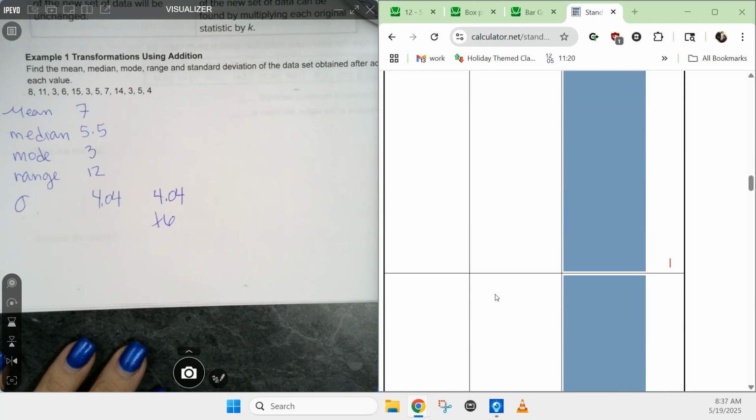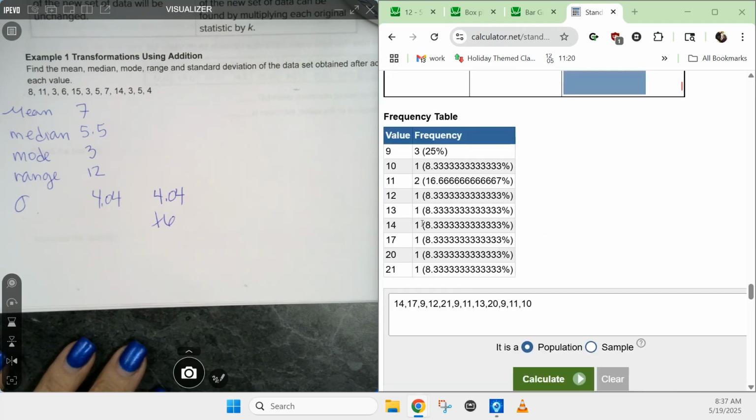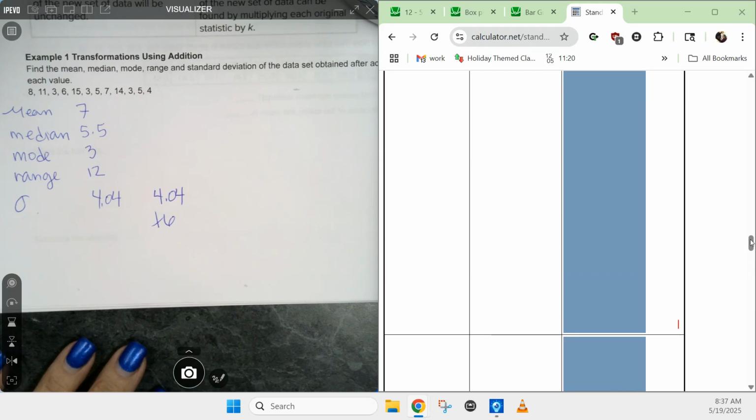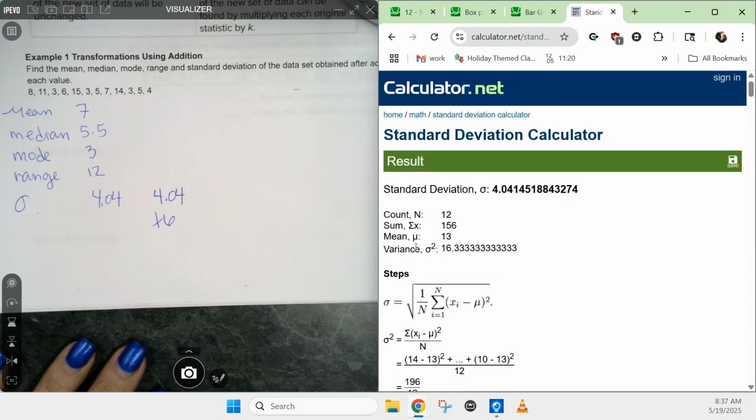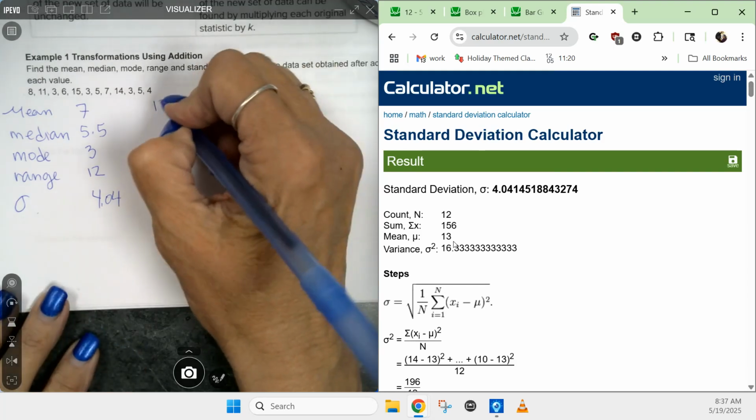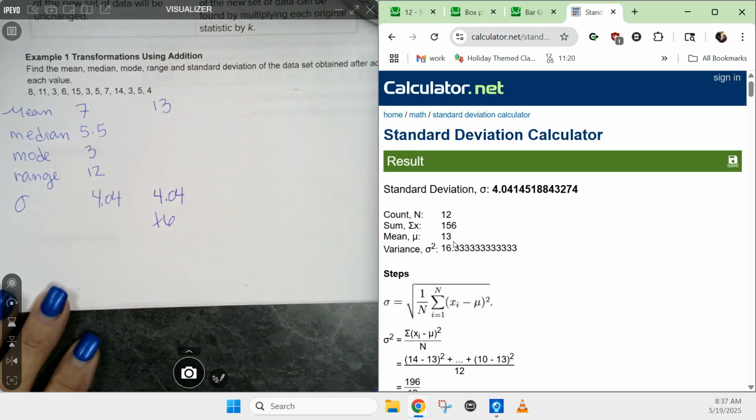I'm just going to show you that I did use these numbers right here, okay? Awesome. Now the mean on this, if you look at this, the mean on this is 13, okay? The mean on that is 13.